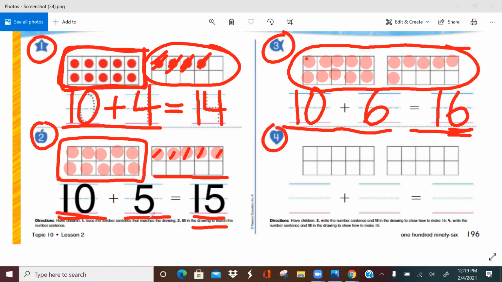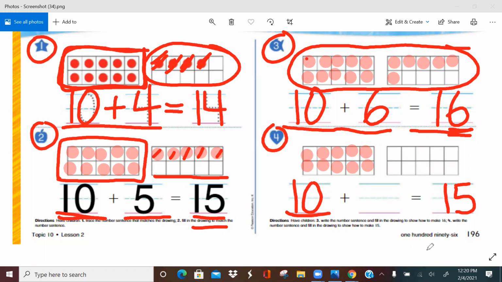It says, write the number sentence and fill in the drawings to show how to make 15. So what would we do first? We want to make 15. I'm going to write 15 right here, and that's going to let me know what we need to make. What do we do in our first 10 frame? How many boxes should we fill up? 10. We should fill the entire 10 frame, right? So what do we write down here in our first space? 10. We don't have to count that, remember, it's filled up.